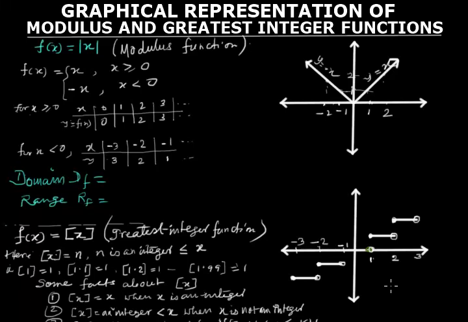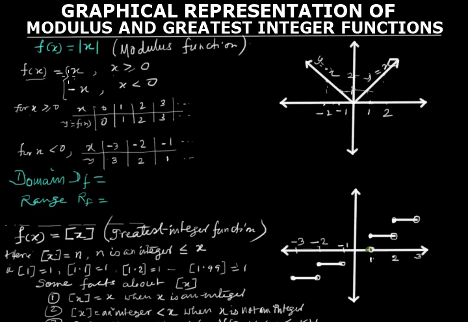Hello friends, now we will discuss the graph of the modulus function and the greatest integer function. First we take the modulus function, and we know modulus means absolute value. So absolute value cannot be negative. Whether x is positive or negative, in both cases we will get the value of f(x), or y, as positive.